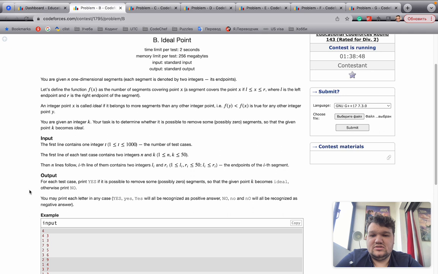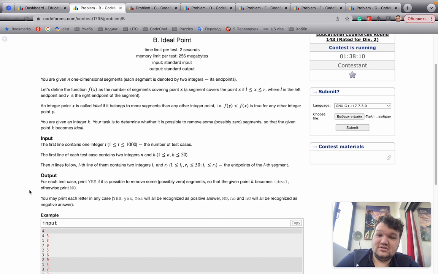Integer point x is ideal if it belongs to more segments than any other integer point. So f of x is the strict maximum, like it is strictly bigger than all other values of f in all other points. We are given point k. We want to determine whether it is possible to remove some segments so that the given point k becomes ideal.